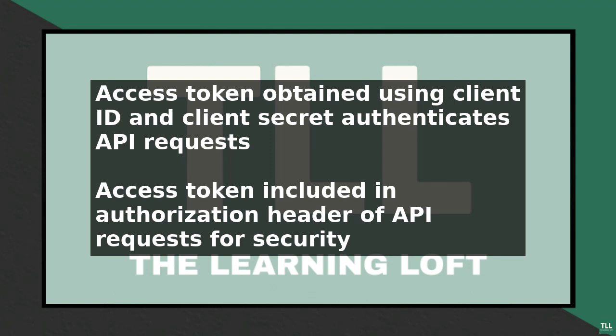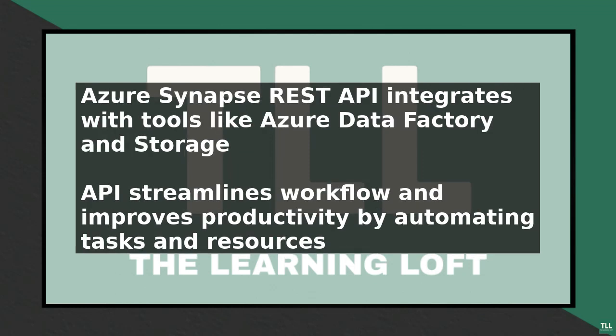to handle transient failures. You should also use secure authentication and authorization mechanisms to protect your Azure Synapse resources. In terms of practical examples, you can use the Azure Synapse REST API to automate tasks such as creating and deleting workspaces, and starting and stopping pipelines.